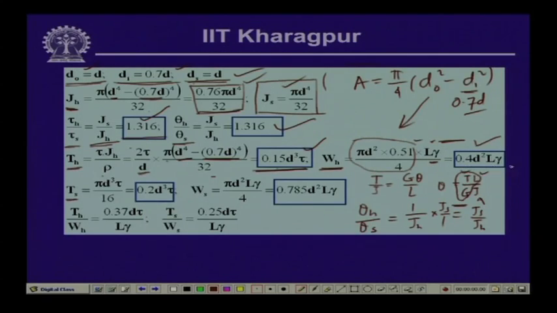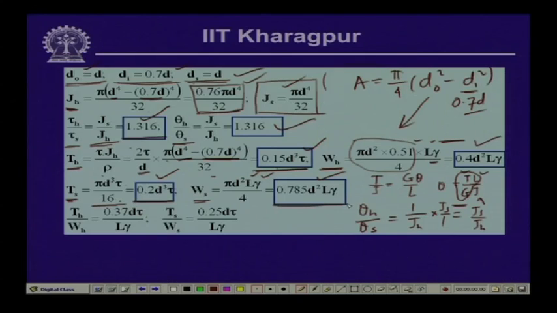This is the weight. Subsequently, the twisting moment that can be carried by the solid shaft is again from T by J equals tau by rho. From that we get pi d cubed tau by 16, which is equal to 0.2 d cubed times tau. The weight of the solid shaft is equal to pi d squared by 4, the cross-sectional area, times length times unit weight, which comes as 0.785 d squared L gamma.